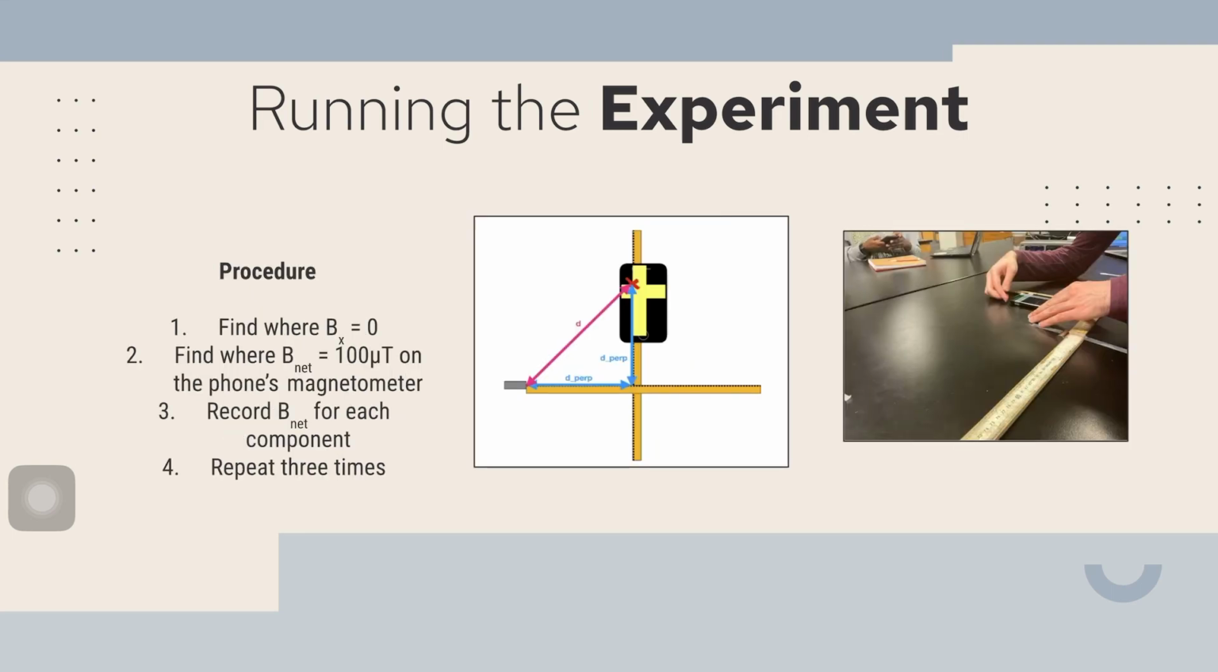Next, we actually wanted to find the net magnetic field coming from the bar magnet. So doing this, we first set and found where the magnetic field was 0. Then we slid the phone horizontally and vertically until we found where the net magnetic field was 100 microteslas on the phone's magnetometer. And then we recorded the net field for each component, and then we repeated this 3 times.